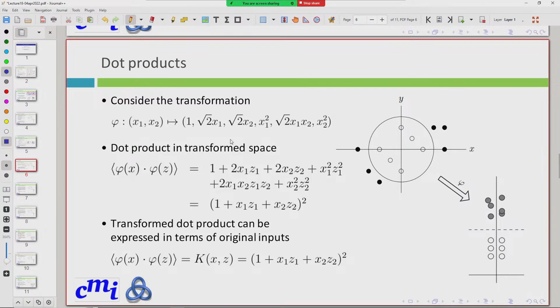Suppose your mapping was something like this, which is a fairly complicated object. If you start expanding this out, eventually you will arrive at something like this. Therefore, I do not actually need to do the mapping first and then take the dot product. Whenever given x and z, I can directly compute this value. This is called a kernel function. This method of not projecting, but directly computing this dot product using a smaller function, is called the kernel trick.